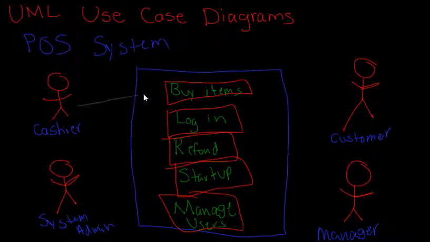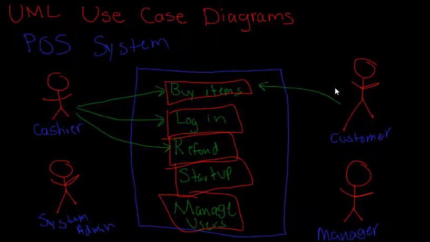Well, the cashier should be able to check out items. They should be able to log into the system so they can verify that it's a cashier. And then they should also be able to begin the refund functionality for the customer. Now, a customer should also be able to buy items within the system, because if a customer can't buy the items, obviously you're not selling anything. And they should also be able to request a refund. So if anything happens with the items, they can then get a refund from the store.